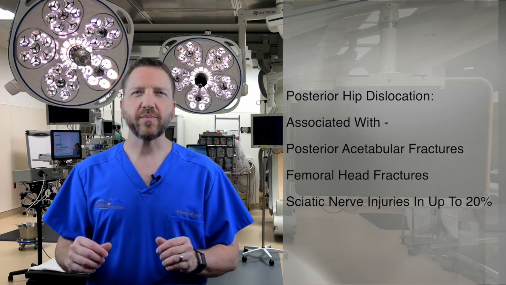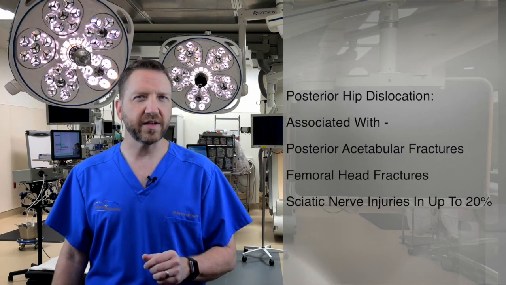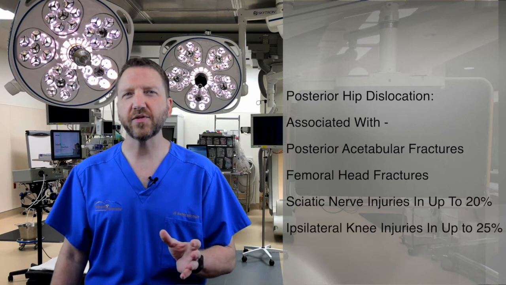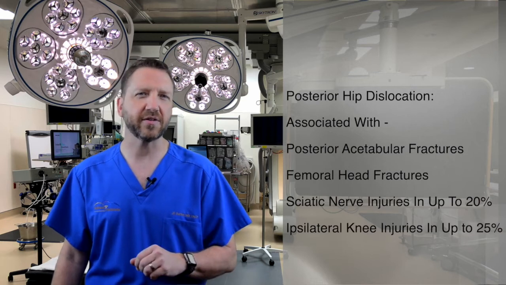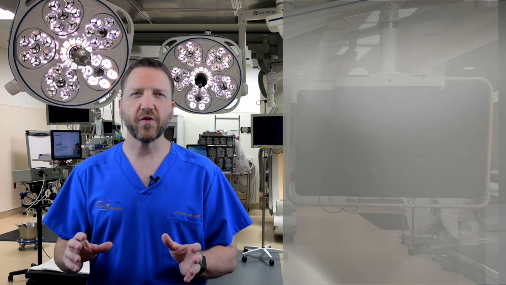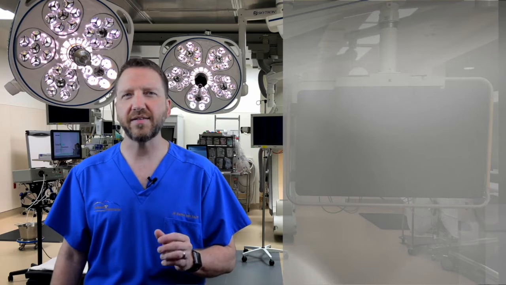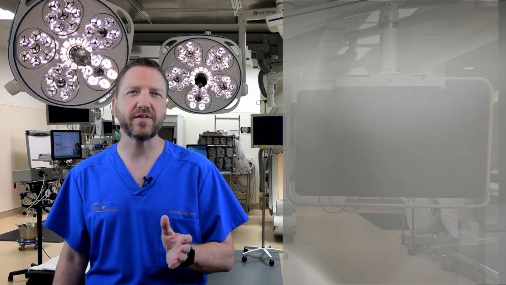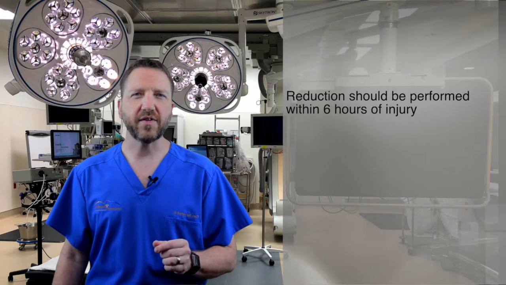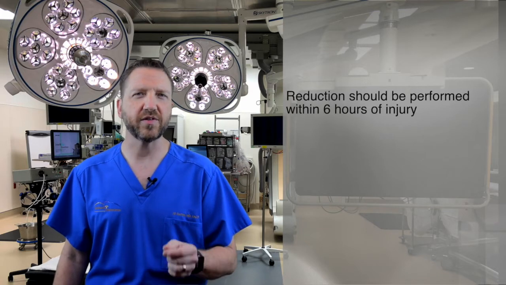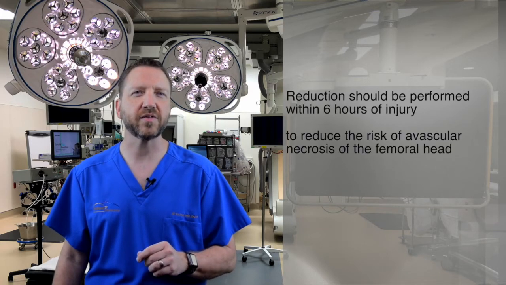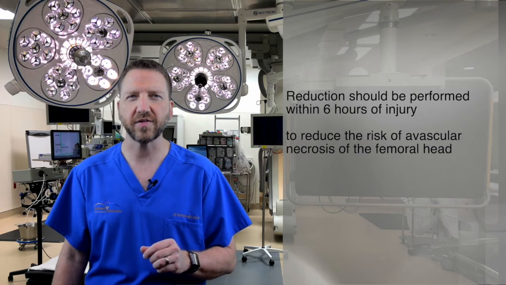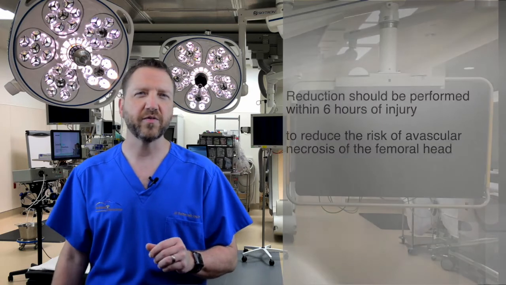Sciatic nerve injuries can be seen in as many as 20% of dislocations, and up to 25% can be associated with ipsilateral knee injuries. Therefore, always perform a focused neurologic assessment and diagnostic imaging that includes the distal femur. Reduction of hip dislocations should be performed within 6 hours of injury to reduce the risk of femoral head avascular necrosis. There are numerous methods for performing a reduction of the posterior hip dislocation.